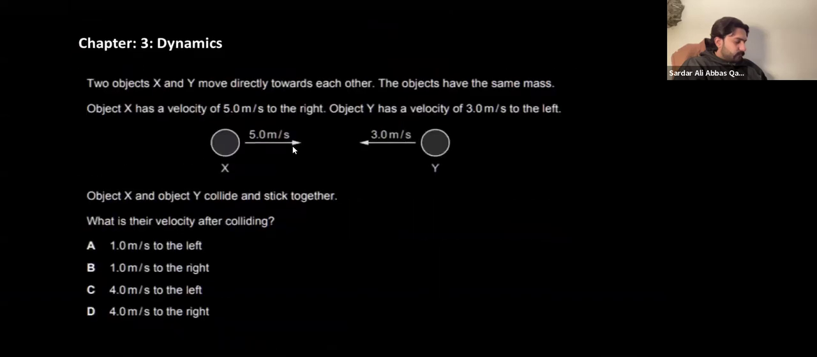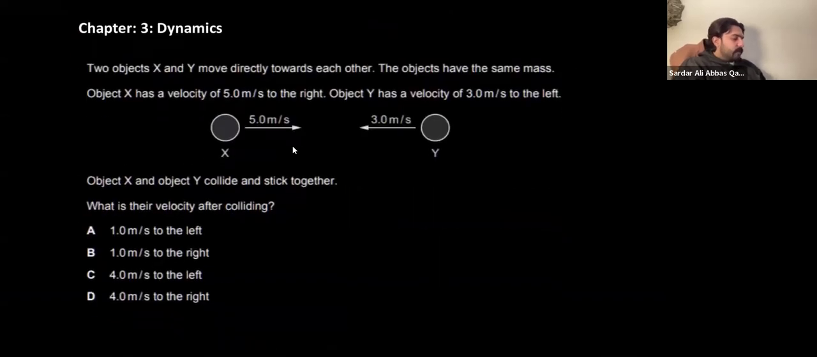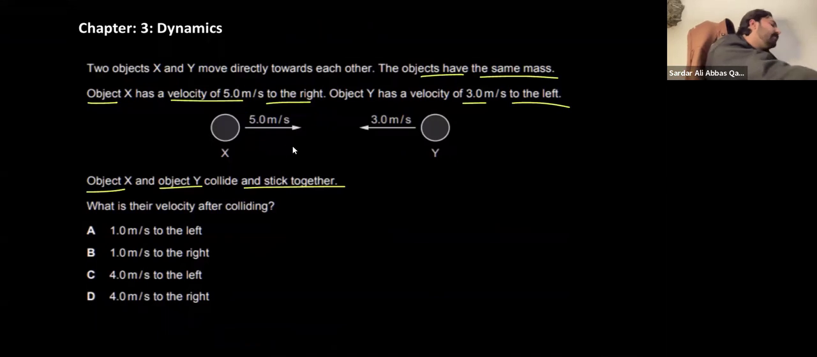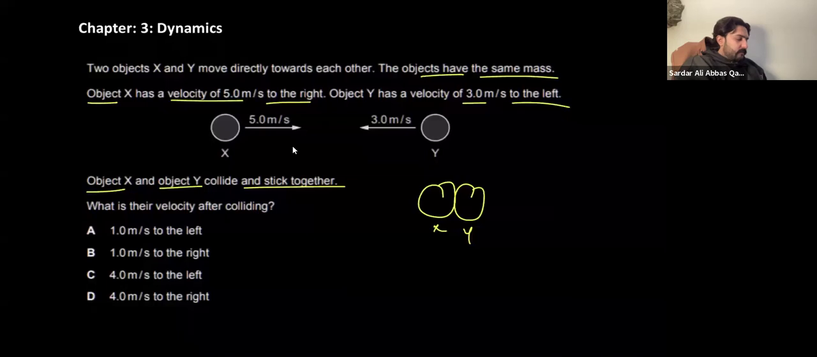Question number 10. Two objects x and y move directly towards each other. The objects have the same mass, okay? Object x has a velocity of 5 meters per second to the right. Object y has a velocity of 3 meters per second to the left. Objects x and y collide and stick together. So now if they stick together, it means that their v1 and v2 are the same. The final velocity of both is going to be the same. So instead of using v1 or v2, we just use v in the formula.